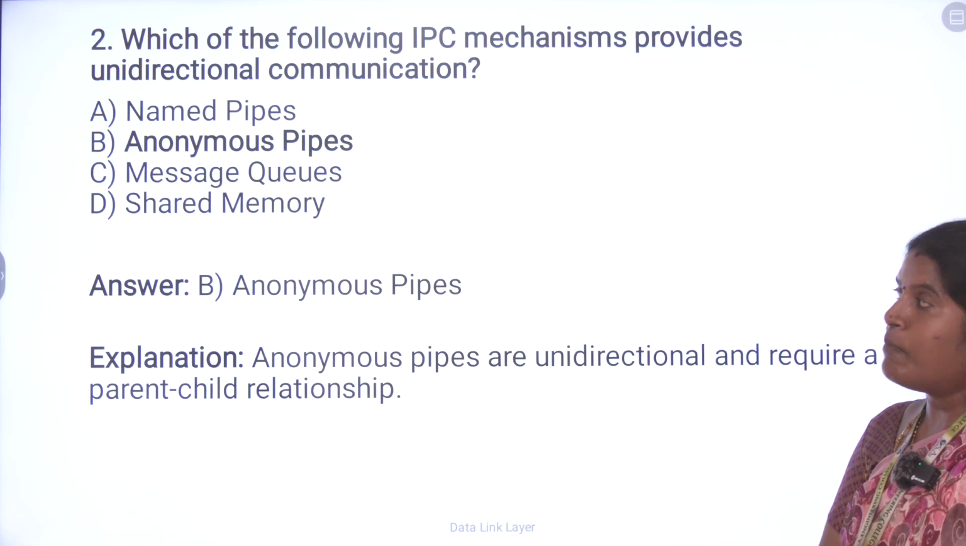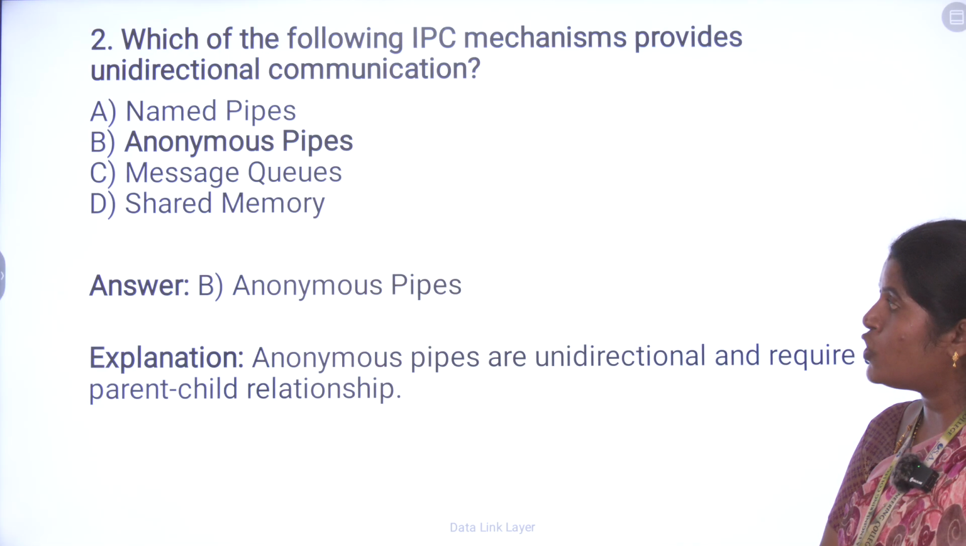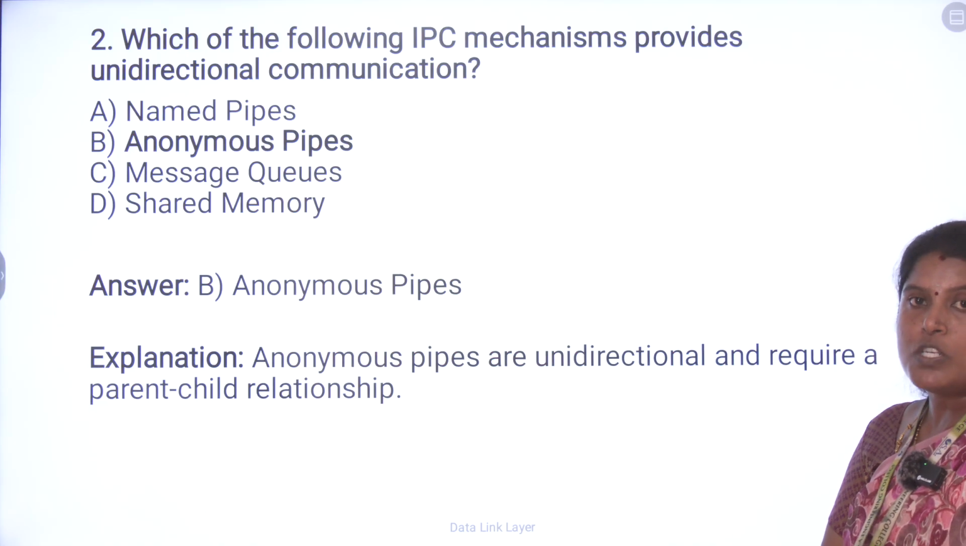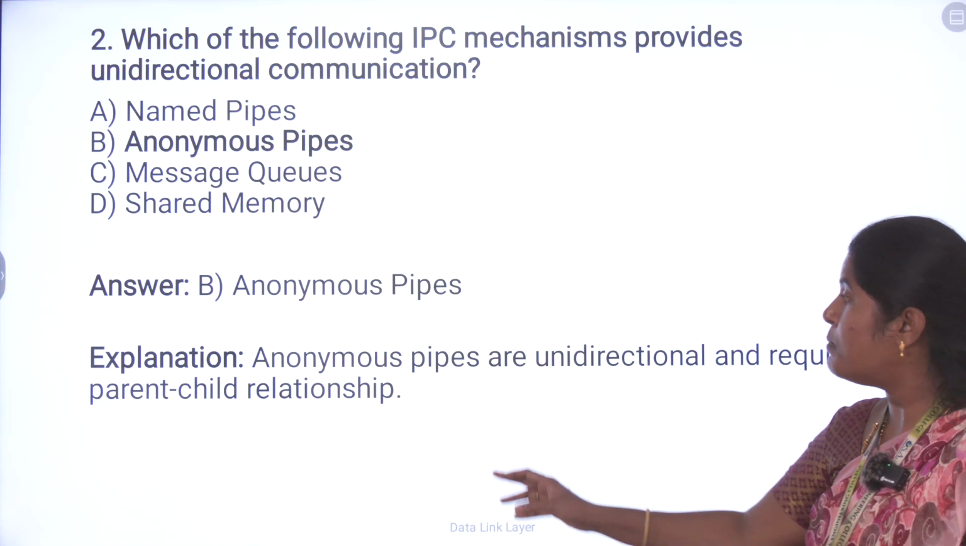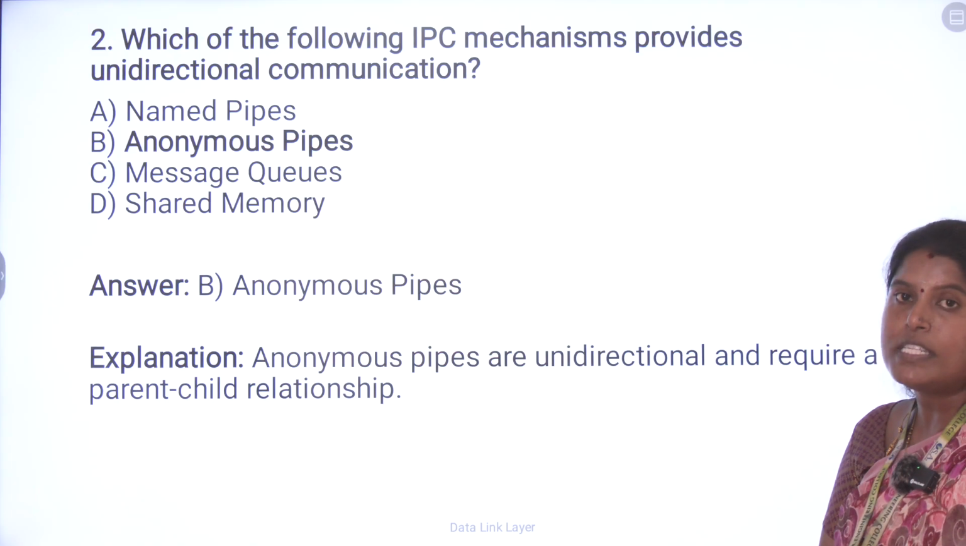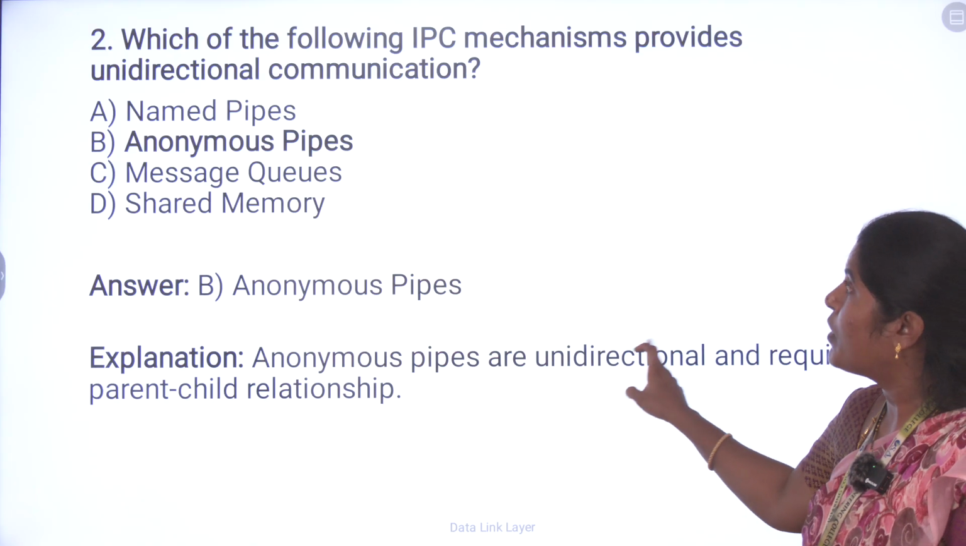Second question: which of the following inter-process communication mechanisms provide unidirectional communication? The options are named pipes, anonymous pipes, message queues and shared memory. And the answer is anonymous pipes, because anonymous pipes are unidirectional and require a parent-child relationship.